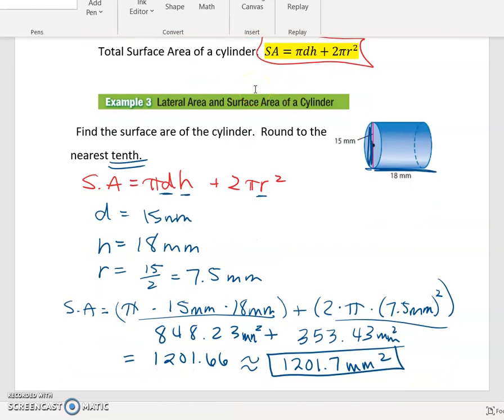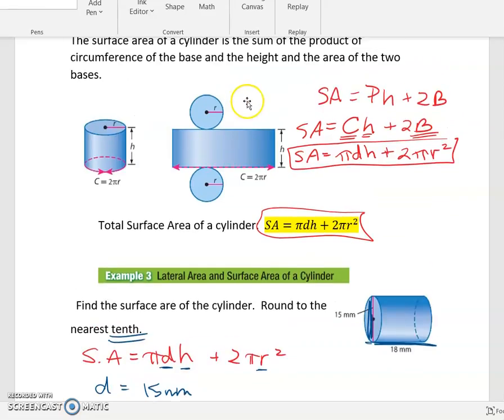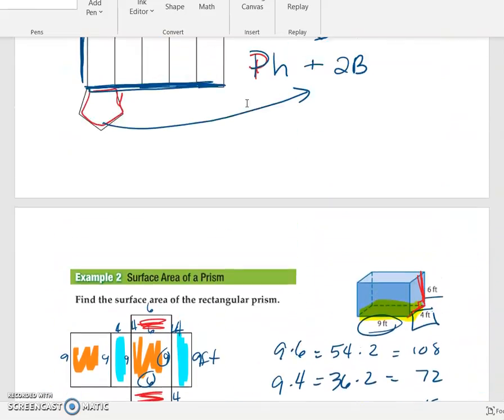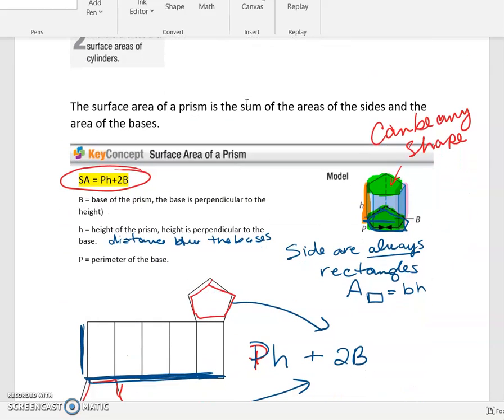Okay, so that's how you find surface area of prisms and cylinders. If we go back, we can see that basic formula again, whether we're doing prisms or cylinders. This is what we use, and we can adapt it for cylinders that we did below.